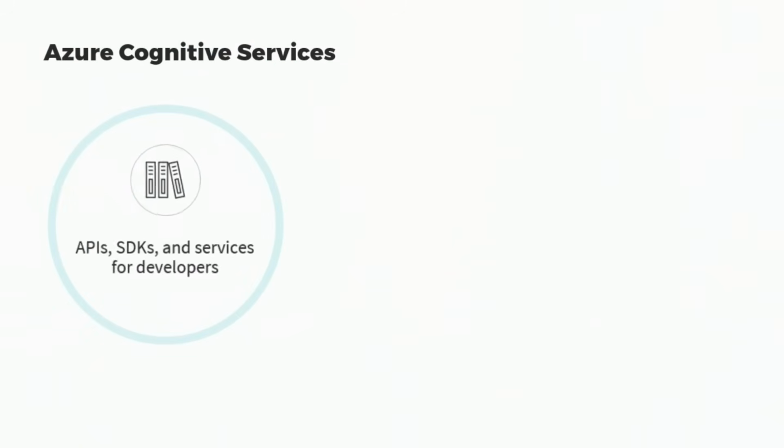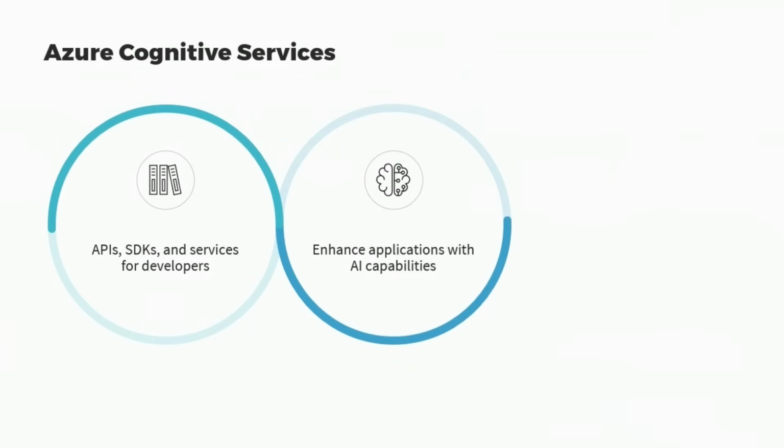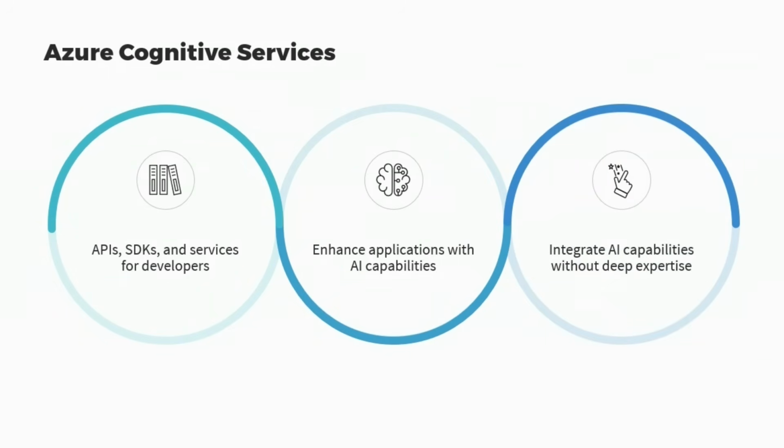Azure Cognitive Services. So these are a set of APIs, software development kits, and services available to developers to enhance their applications with AI capabilities like computer vision, text analytics, speech recognition, and more. It's suitable for integrating AI capabilities without deep expertise in AI.